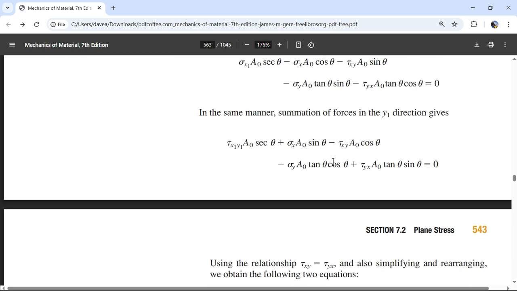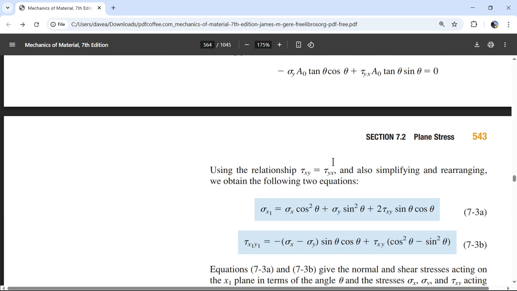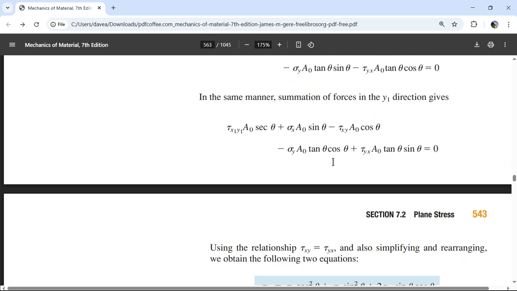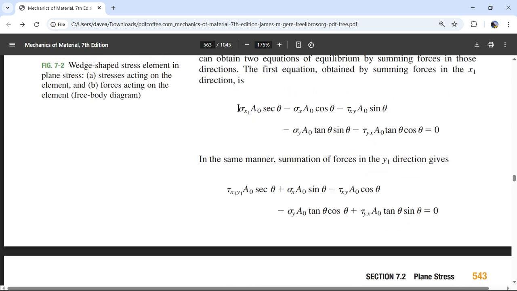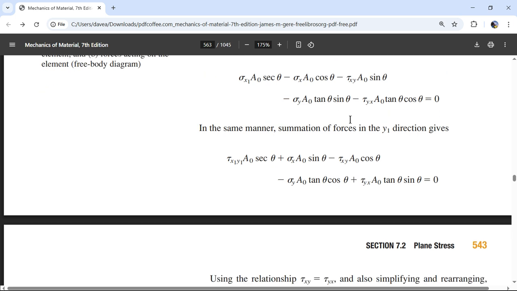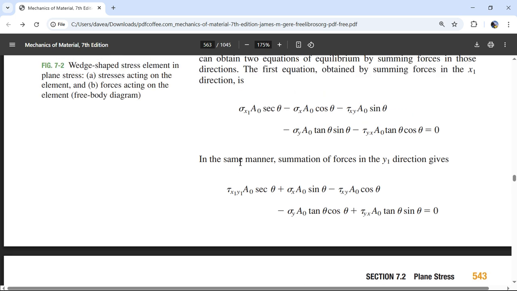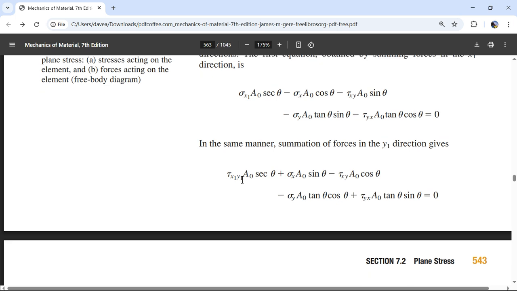You know what I mean? So this has something we don't know. That's sigma x1. We do know sigma x. We know sigma y. We know tau yx. We know tau xy. We don't know tau x1 y1. So those are the things we're trying to solve for: sigma x1 and tau x1 y1.